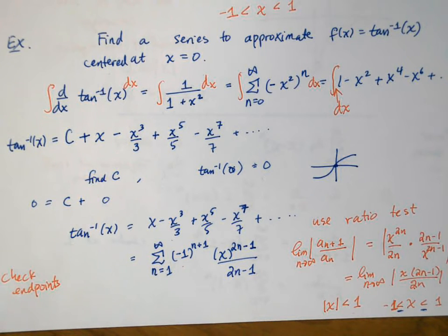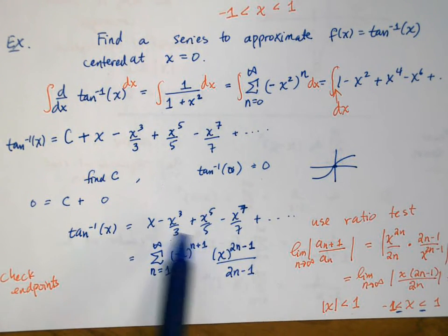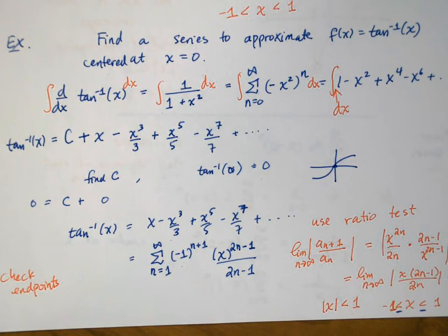The main caveat, of course, is that we have to look at any sort of interval of convergence. So arctan, or the tan inverse function, is equal to this infinitely long polynomial only if x is between 1 and negative 1.